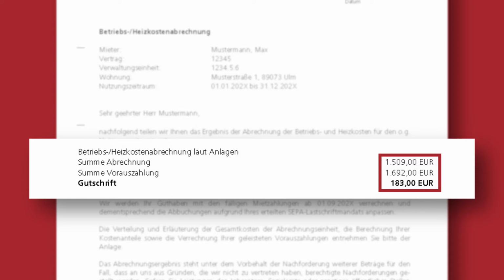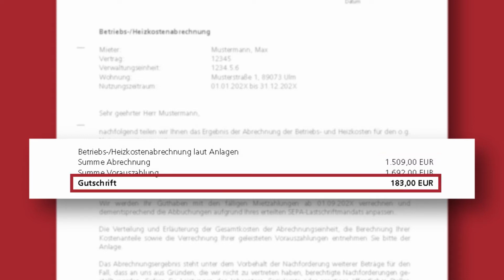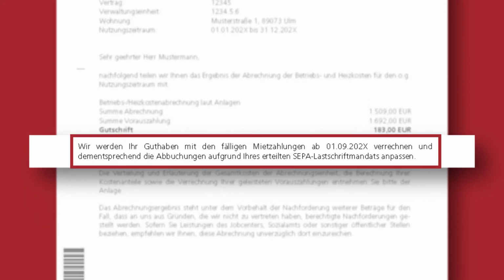If the costs payable for your flat are higher than the advance payments you made, you are in debit and have to pay the difference. In our example, the advance payments that were made are higher, resulting in credit. The credit will be offset against the rent you pay. If you have arranged for direct debit, you do not have to take any further action. Otherwise, you will have to arrange for the payment of the difference yourself.